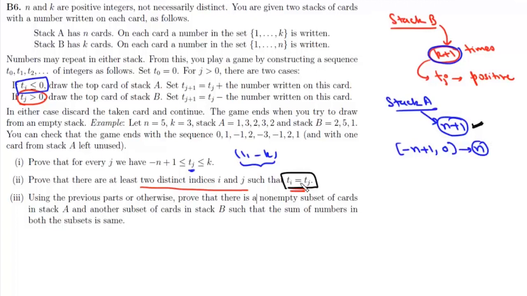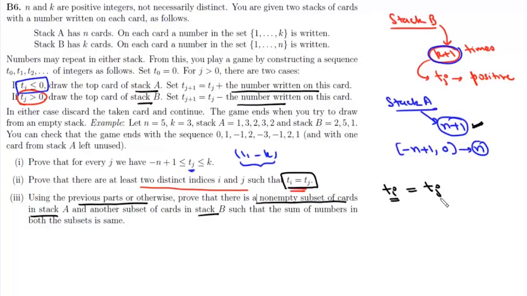And the third part says, using the previous parts or otherwise, prove that there is a non-empty subset of cards in stack A and another subset of cards in stack B such that the sum of numbers in both the subsets is the same. Now in part B, we have already proved that there are two different indices i and j such that ti equals tj. And in between these steps, either we add the number written on the card in stack A or we subtract the number written on the card in stack B.